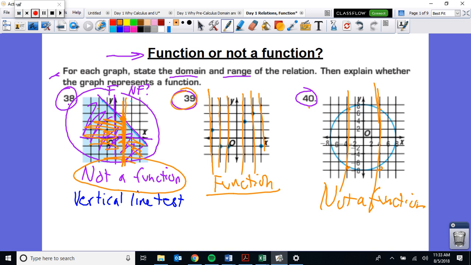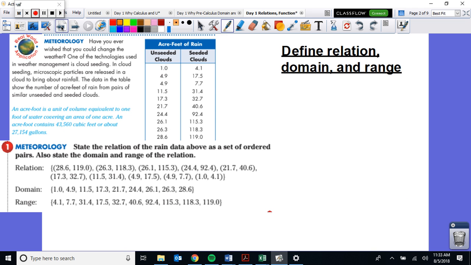Check this out. Here's your first page in your 1.1. So this is 1.1 right here. I'm looking at this example of meteorology. Here is my chart. This is all the unseeded clouds and seeded clouds. A meteorologist is someone who predicts the weather, who looks at weather patterns and climate change, etc. So I'm looking at meteorology here.